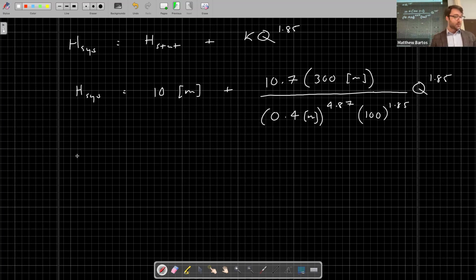If you evaluate this expression, you get that the system head curve is equal to 10 meters plus 55.52 times the discharge to the 1.85 power.